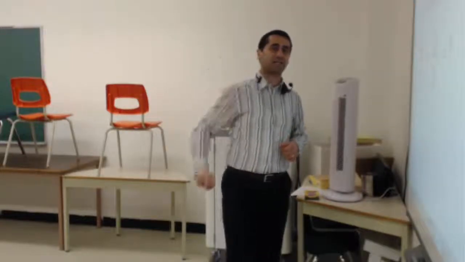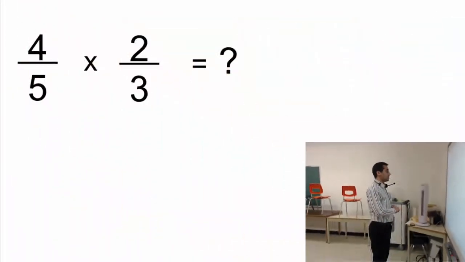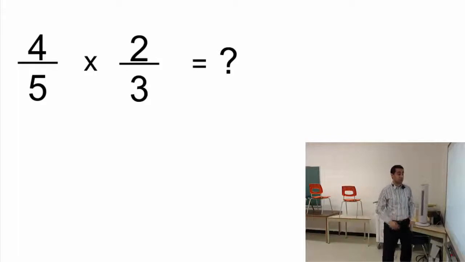My dear students, now we are going to talk about how to multiply two fractions. The question here says 4 divided by 5 times 2 divided by 3. Let's go ahead and do that.